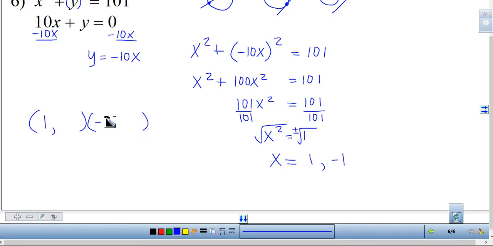x equals 1, x equals negative 1. So to get my y's, I'll have to plug in each value and see what the answer is. When I put positive 1 for x, I get negative 10. And when I put negative 1 in for x, I get positive 10.